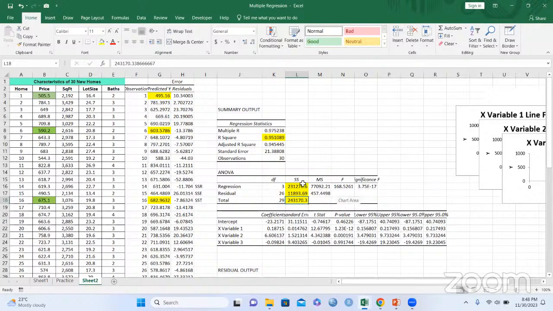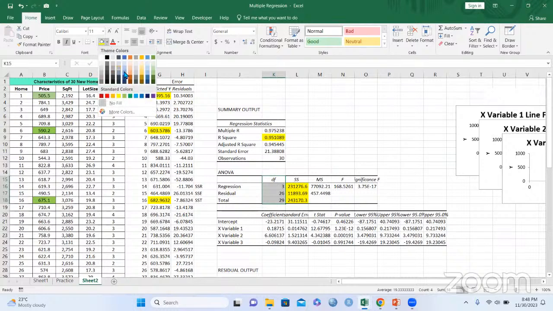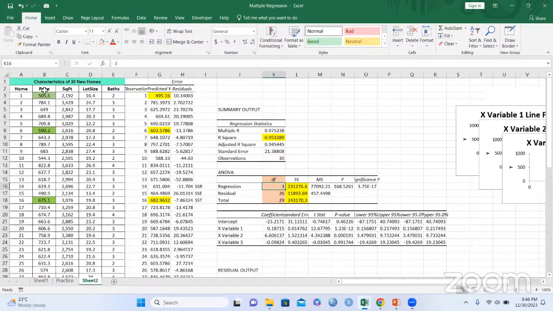Okay. And if you see the ANOVA table, since you have completed PhDs, definitely you might have seen an ANOVA table. So the degree of freedom: how did I get it? It depends on how many variables I have taken: price, one variable; square feet, two variables; lot size, three variables; baths, four variables, right? So for SSR the degree of freedom is going to be 4 minus 1. That is the reason we got it as 3.